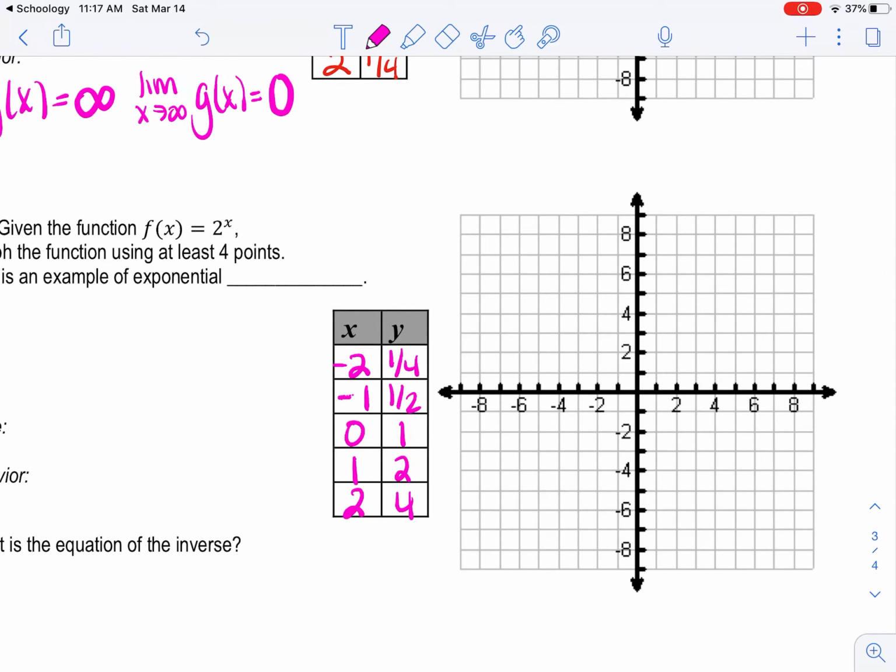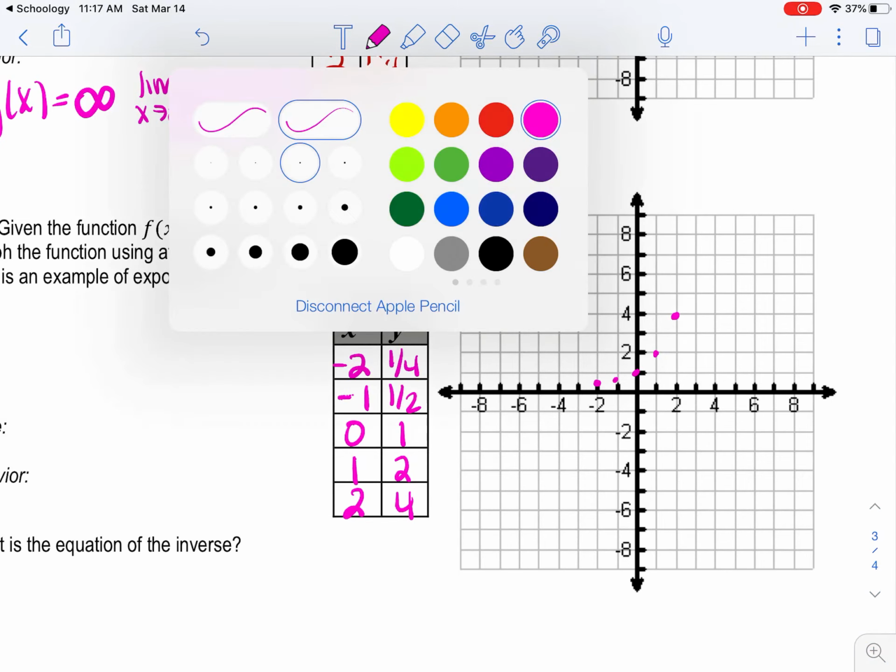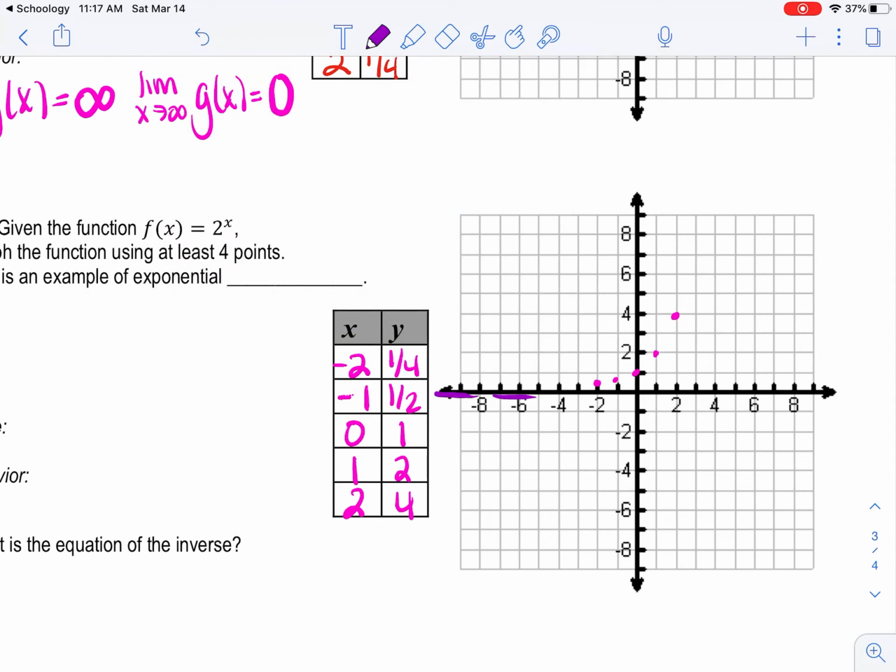So go ahead and graph that: -2, 1/4; -1, 1/2; 0, 1; 1, 2; 2, 4. Once again, if you look at the values going to the left, they're going to get closer and closer and closer to 0, but they're never going to reach 0. So I'm going to go ahead and put an asymptote there.